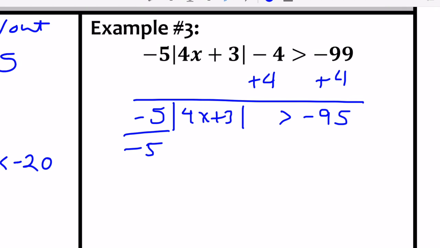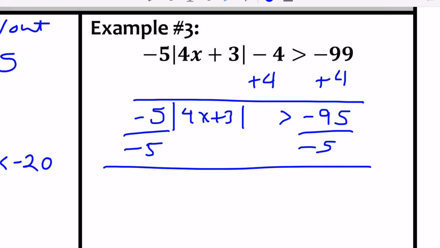Now that negative 5 on the left is multiplied times the absolute value, so in order to get rid of the negative 5, we are going to divide both sides by negative 5. So we're left with the absolute value of 4x plus 3 is, and it looks like I screwed up, it is going to be less than 19 because we're supposed to flip that sign. Make sure you change the direction.